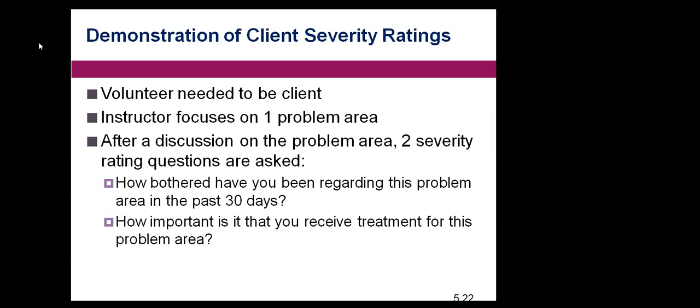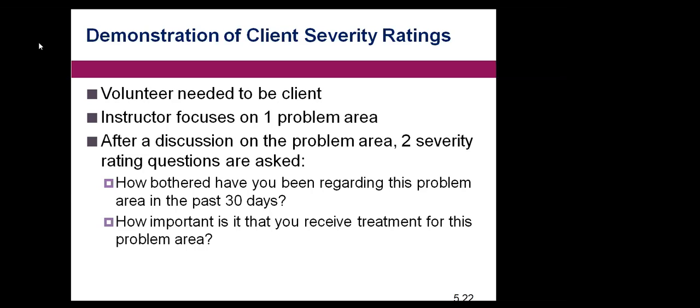Here is an exercise. Then you have a volunteer needed to be a client. If you are doing this maybe as a face-to-face presentation, then you have a volunteer to be able to do this role play. One will volunteer to be a client, and then the instructor focuses on one problem area. And after a discussion on the problem area, then you now bring your severity rating questions and ask, how bothered have you been regarding this problem area in the past 30 days?